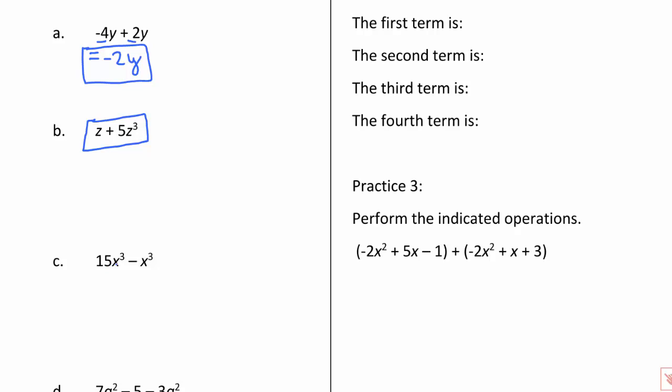Let's look at C. 15x cubed minus x cubed. The question is are they like terms? Well, we have x cubed and we have x cubed. Same variable, each raised to the same exponent. That means that they are in fact like terms, so we need to combine them. Well, the coefficient of the first one is 15 and the coefficient of the second one is an understood negative 1. So whenever we combine these, 15 minus 1 is 14. And you keep the label the same, which in this case is x cubed. So this simplifies to 14x cubed.